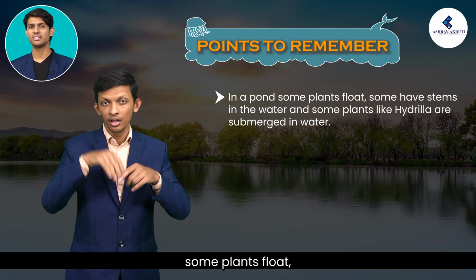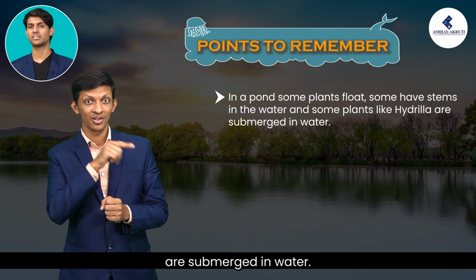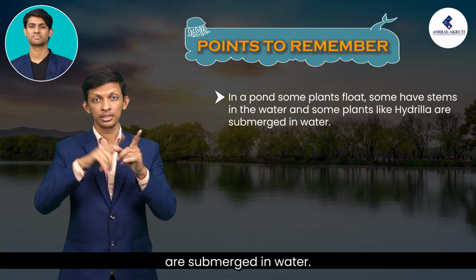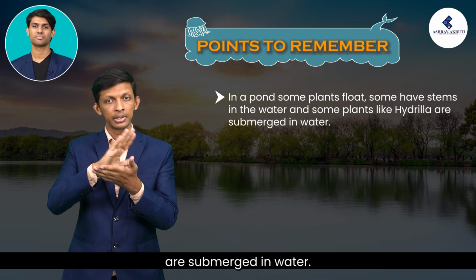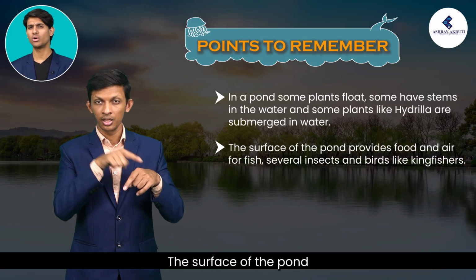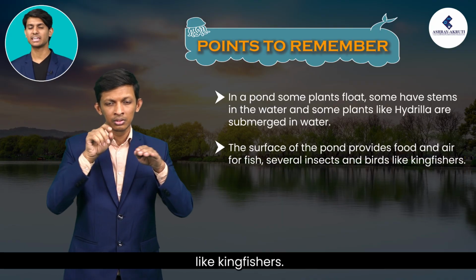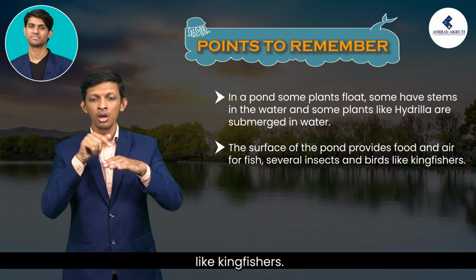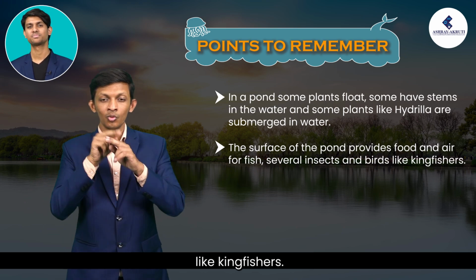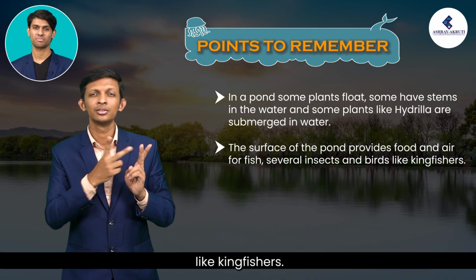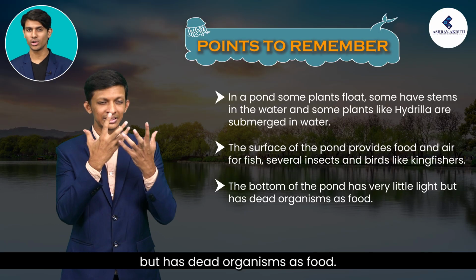In a pond, some plants float, some have stems in the water, and some plants like hydrilla are submerged in water. The surface of the pond provides food and air for fish, several insects and birds like kingfishers. The bottom of the pond has very little light but has dead organisms as food.